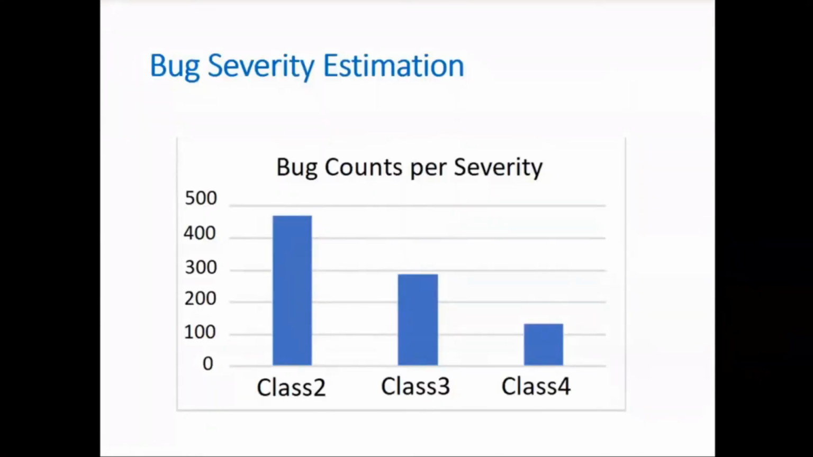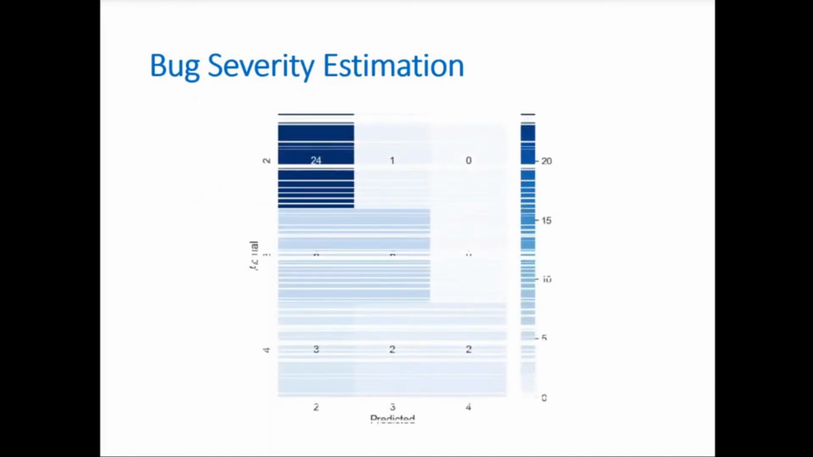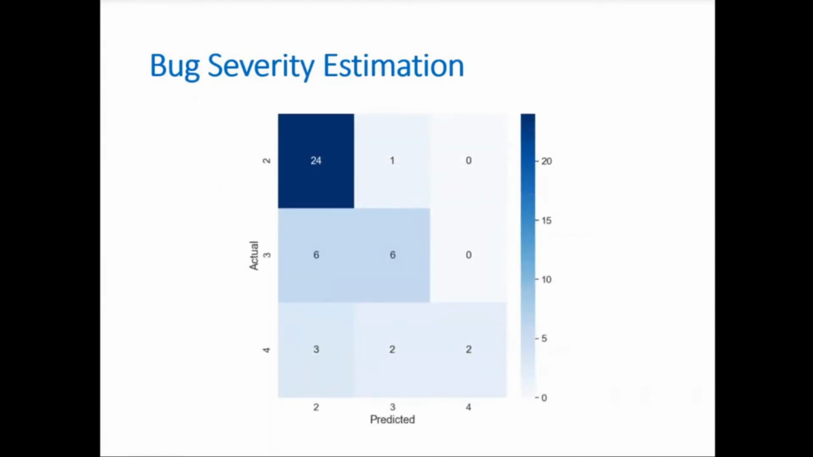And this is the distribution of the numbers of the samples. Mostly we had some class 2 bugs. And over this distribution, the result is something like this. This is a confusion matrix over different algorithms. And the overall accuracy was 73%. It is kind of acceptable, but it can still be improved.